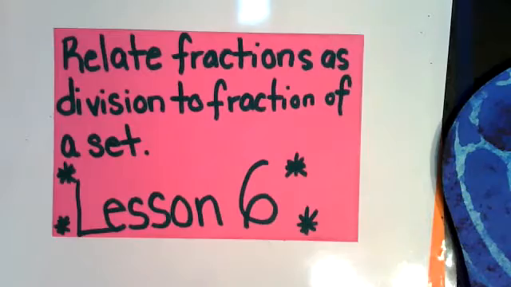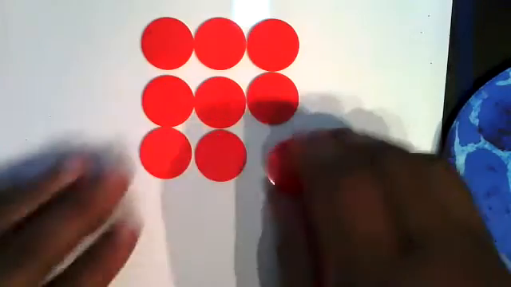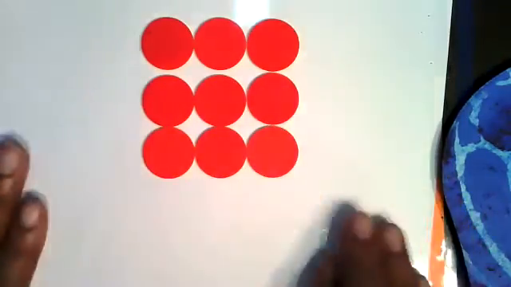I want you to look at the objective for relating fractions as division to fraction of a set. What that simply means is you have a number that they're going to give you. So let's just say we have an array of 9. So we have an array of 9.